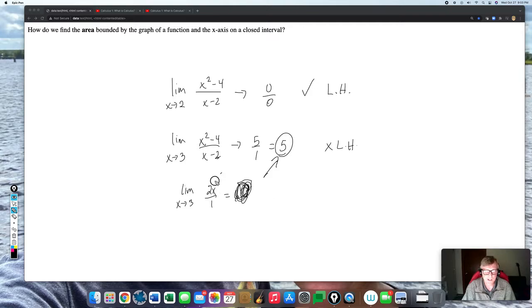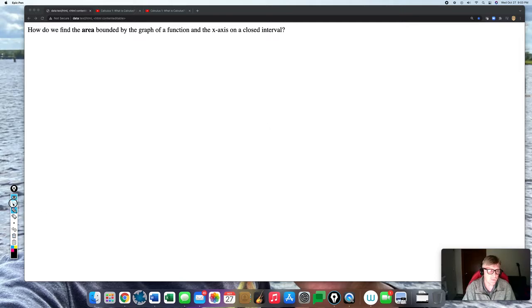So you do not want to use L'Hopital's rule unless direct substitution gives you an indeterminate form. I wanted to share that with you and remind you that infinity over infinity is another indeterminate form.